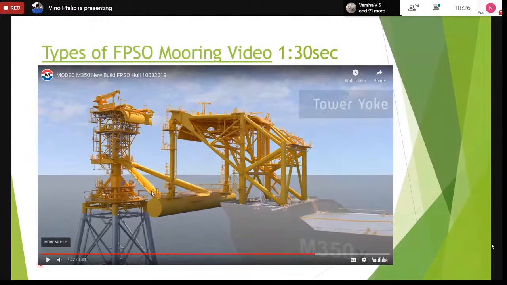So this is also permanently moored. It cannot detach. I think MODEC is one of the first companies to design a detachable tower yoke system. We are currently executing that project in Mexico. It's for ENI, the Italian oil producer, and we are doing it for them. It's called the ENI Mexico project. It's currently being constructed. It will be the first detachable tower yoke.